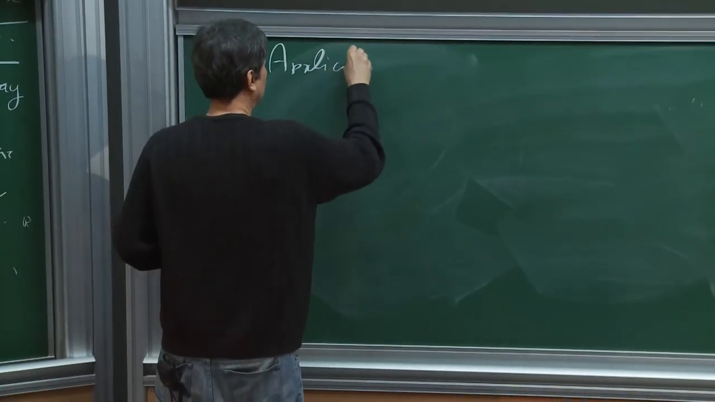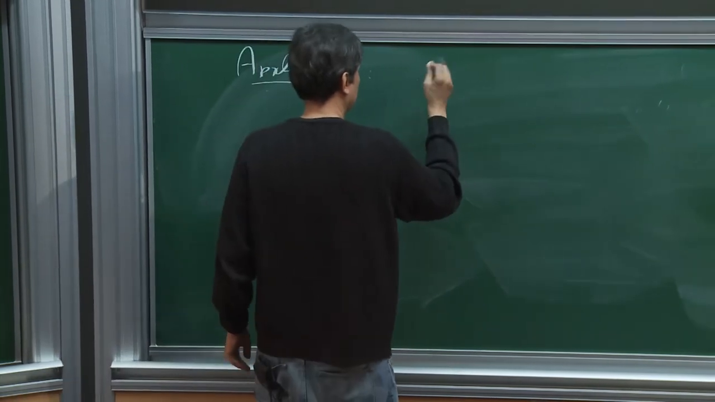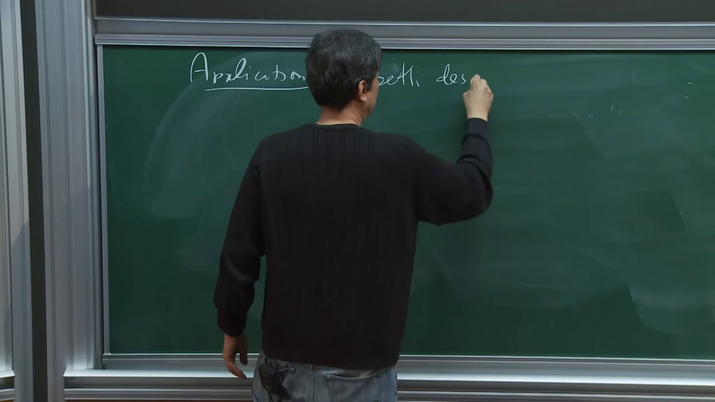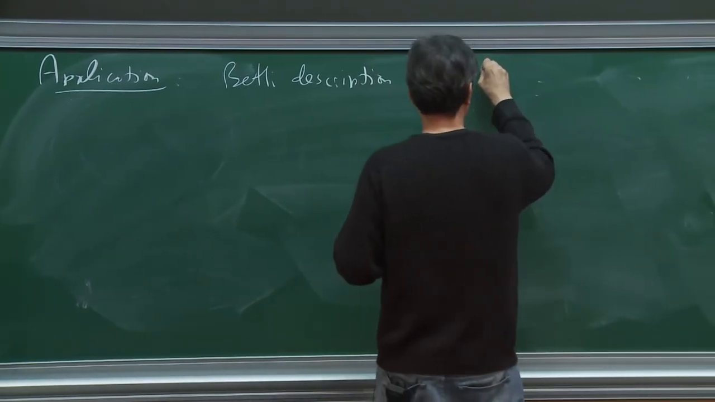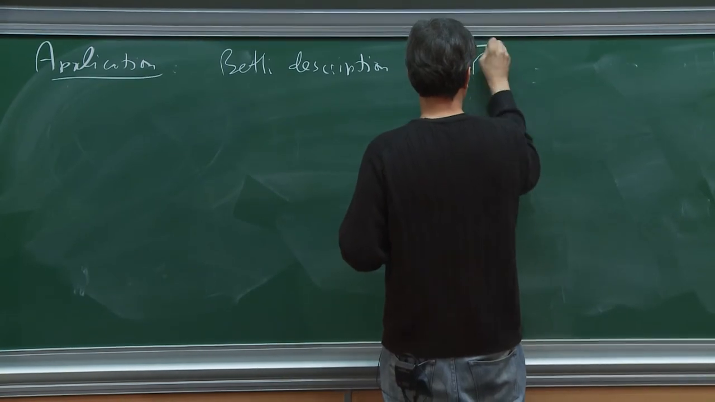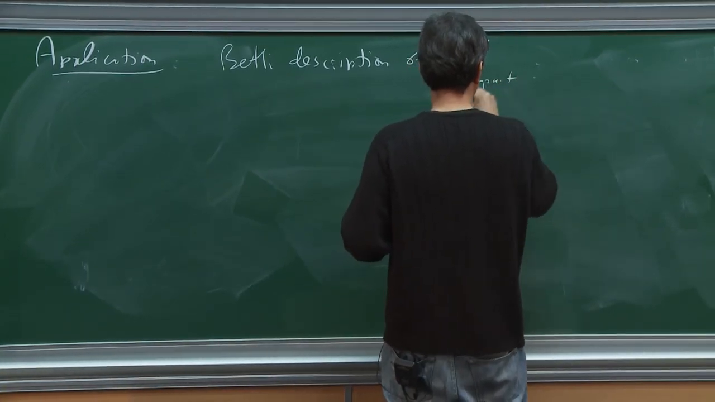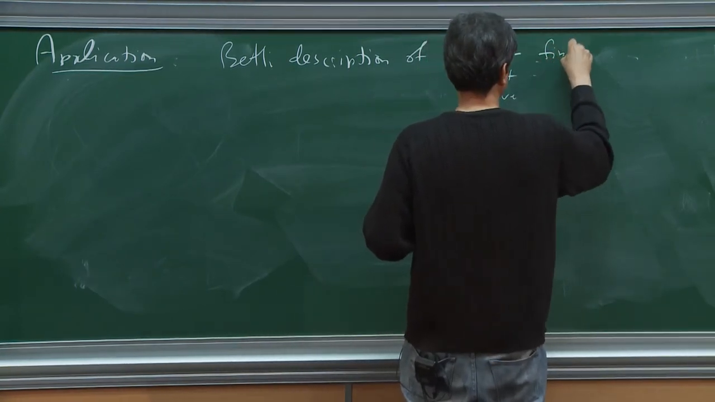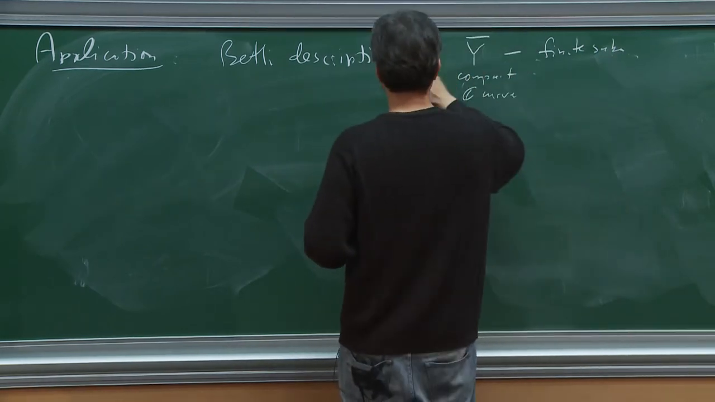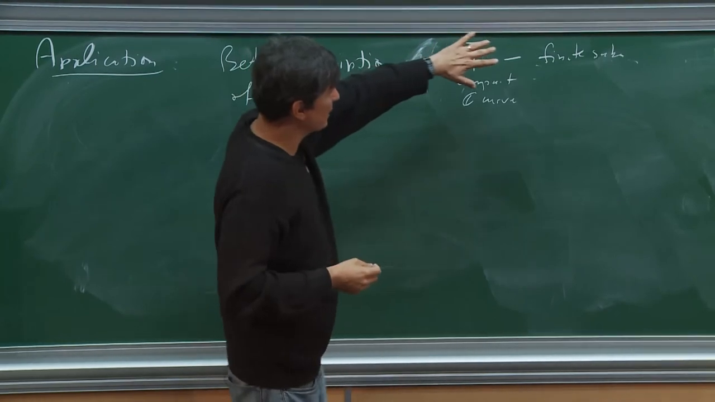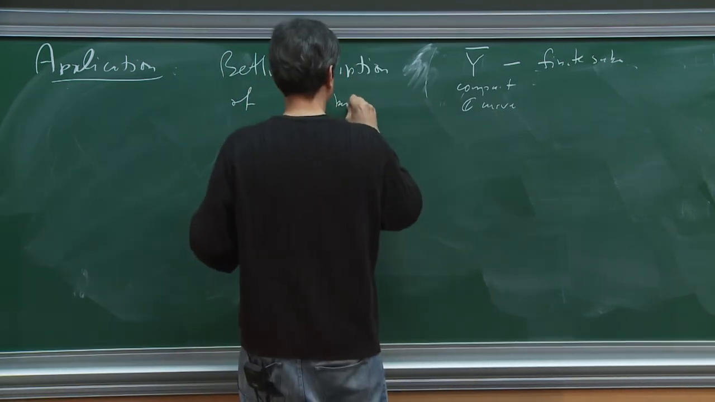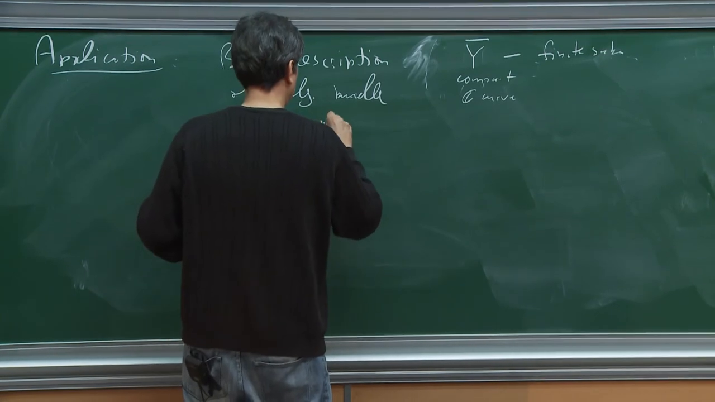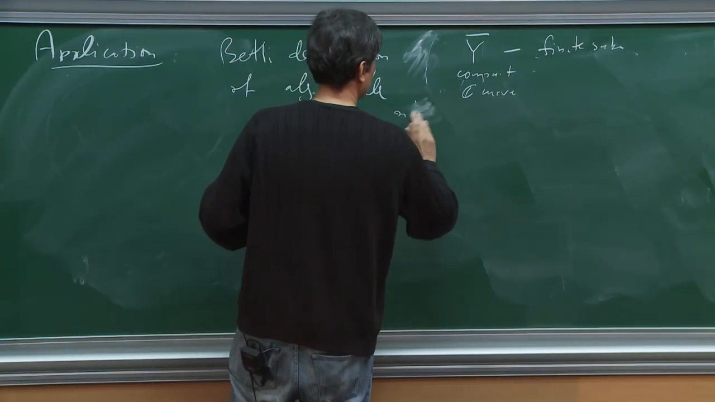Yeah, so this application, it will be a bit of a description of the following thing. Suppose you have Y, just some compact complex curve, Y bar, minus a finite subset. And what are interesting, again, interesting algebraic bundles with flat connections, algebraic bundle plus connection on Y, on this complement.